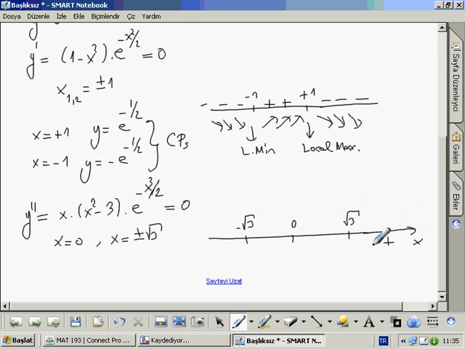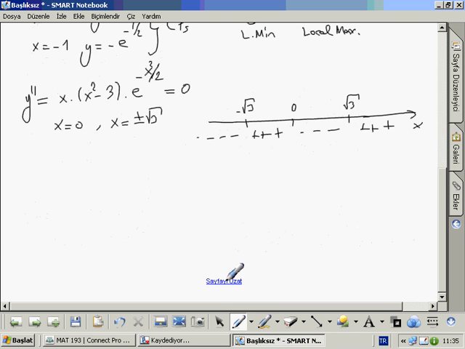So the signs are plus, negative, plus, minus, and the function is concave down, concave up, concave down, concave up, and these are all inflection points.